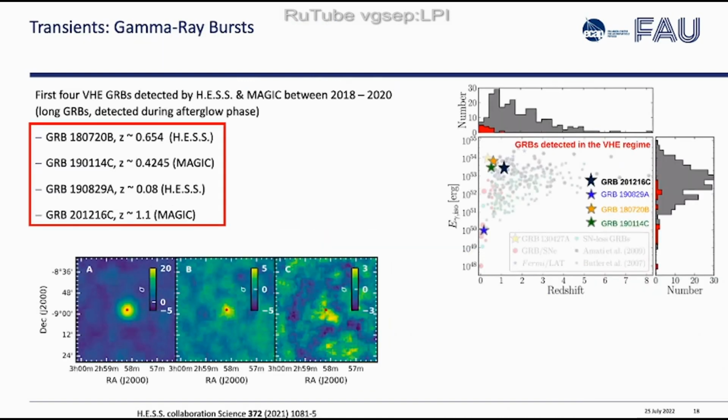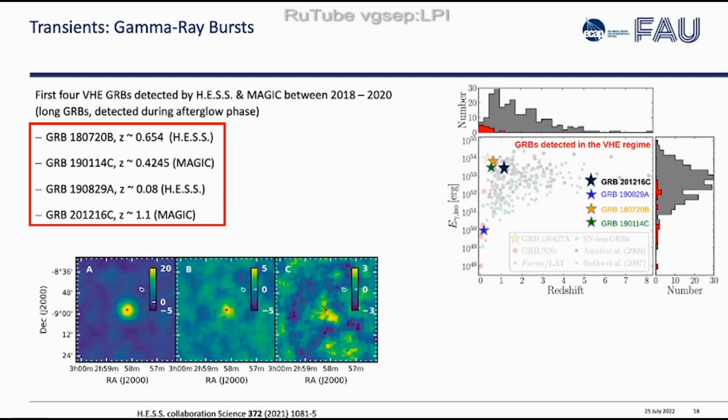Okay, keeping with the theme of transients, in recent years, we also had the first detections of gamma ray bursts from HESS and MAGIC. So between 2018 and 2020 so far, they're all long GRBs during the afterglow phase, and there were two really exceptional ones. The first is the first GRB to be detected at more than a redshift of 1, at 1.1, and had an extremely high energy output. And the second is the closest GRB detected, at a redshift of 0.08. And this was detected over 3 nights by HESS, going from over 20 sigma on the first night to just about 3 sigma on the third.